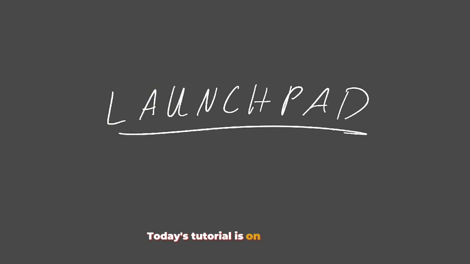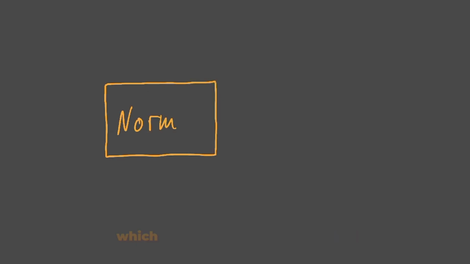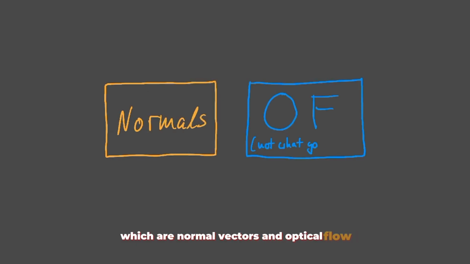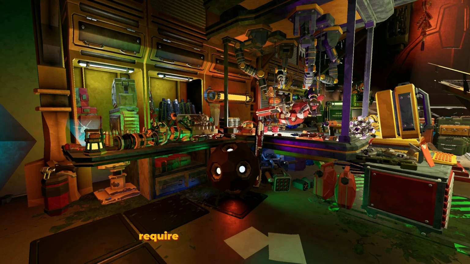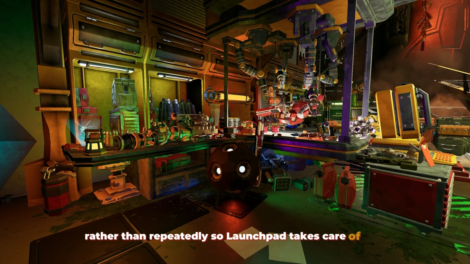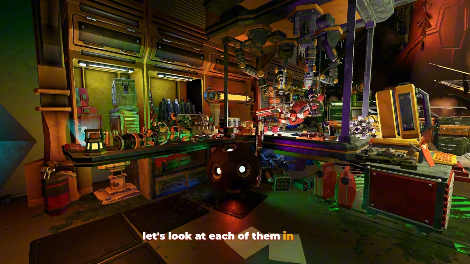Today's tutorial is on Launchpad, one of my shaders from the iMMERSE collection. Launchpad creates two resources for other shaders, which are normal vectors and optical flow. Since many shaders require those resources to function, it is much more efficient to create them once rather than repeatedly, so Launchpad takes care of that. Let's look at each of them in detail.